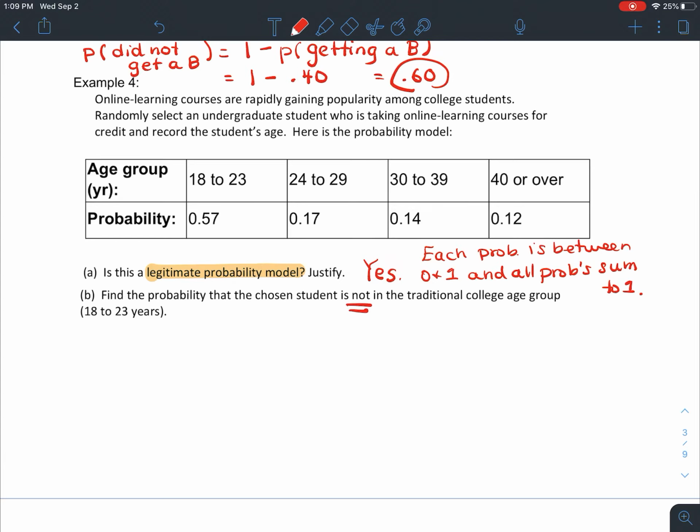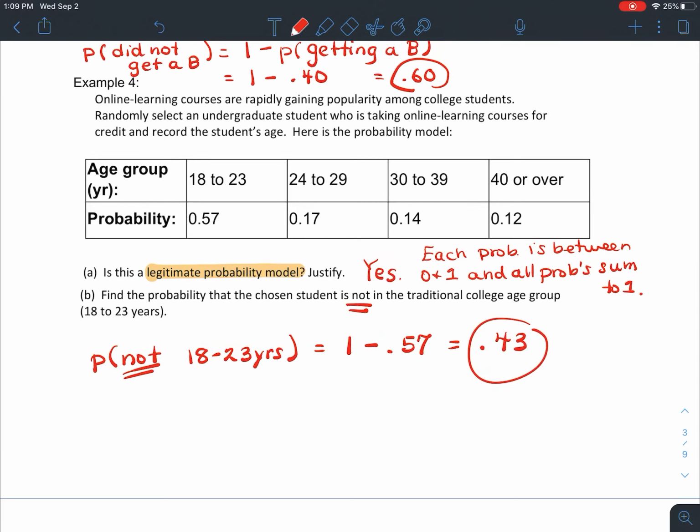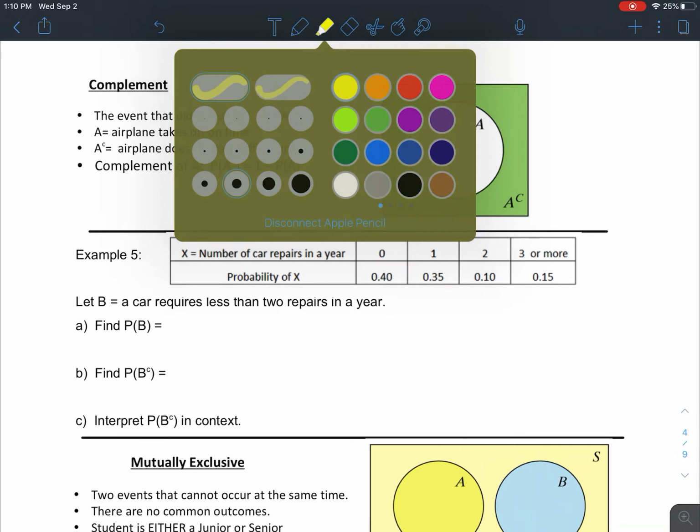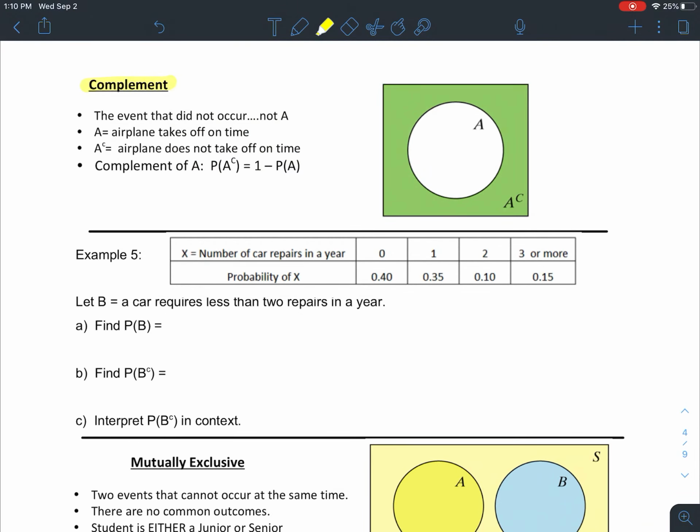Okay, part B says, find the probability that a student chosen at random, that the chosen student is, look at this keyword here, not in the traditional college age group of 18 to 23. So I'm looking for the probability that they are not between 18 and 23 years of age. So I could do 1 minus the probability that they are between 18 and 23, and that would land me at 0.43. Okay, 0.43 here.